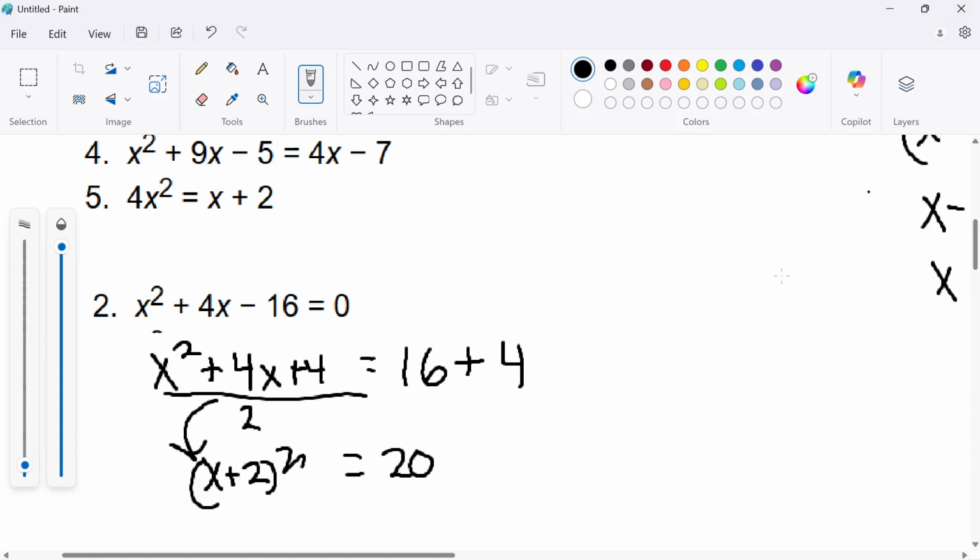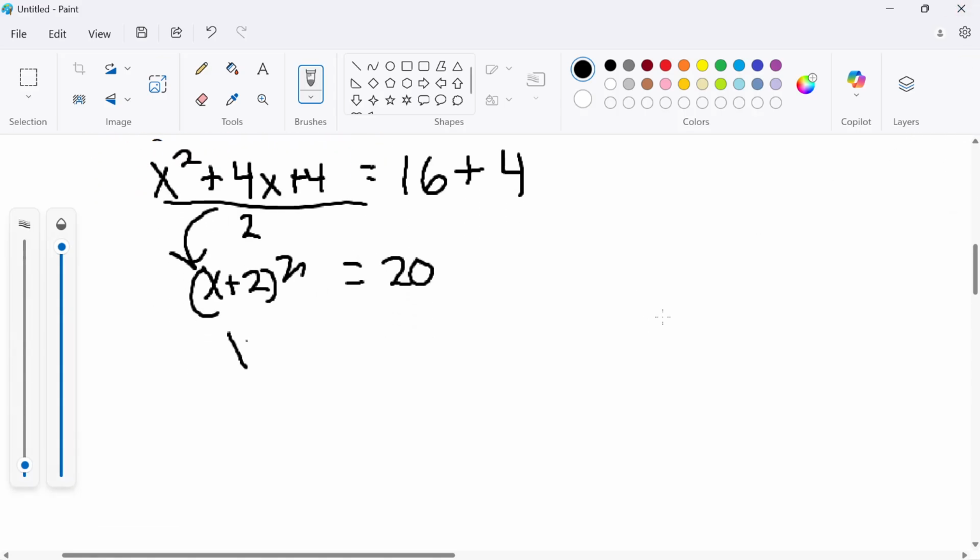I will take the square root of both sides, x plus 2. That is supposed to be squared up there, but it looks like some kind of an alien symbol. So I'm going to fix it so it doesn't look like we're being invaded. Equals plus or minus square root of 20.